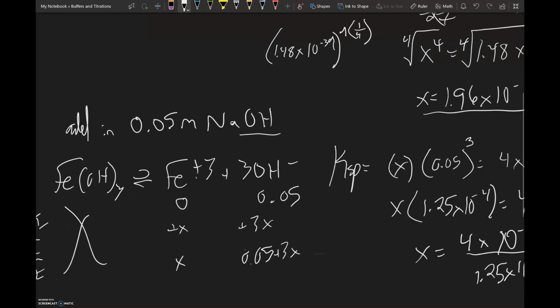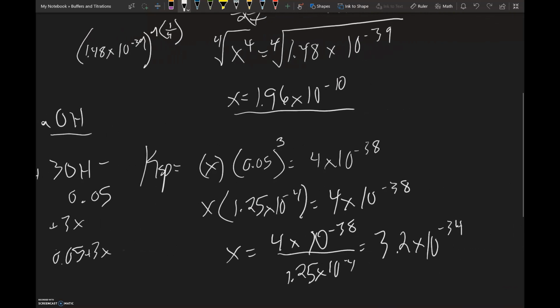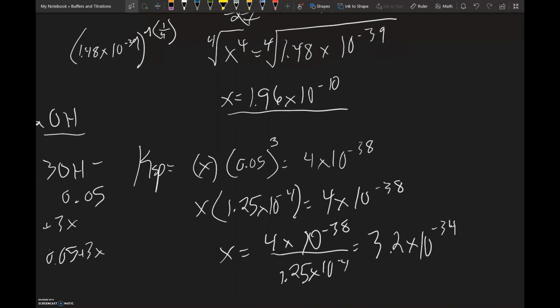Now going back over here using the equilibrium expression, we're going to input that information, and what we get is x times 0.05 to the 3rd power is equal to 4 times 10 to the negative 38. I go through the process of calculating x, and x is found to be 3.2 times 10 to the negative 34. You see that your initial was 1.96 times 10 to the negative 10 molar.